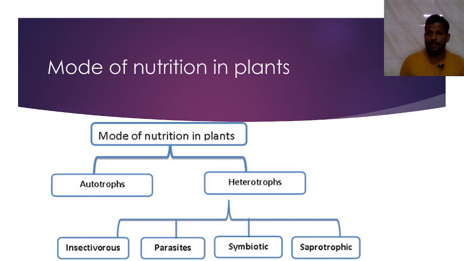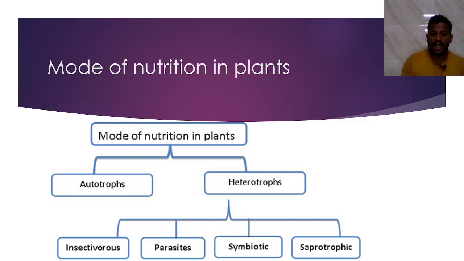Not only animals, not only human beings, there are some plants which depend upon other plants or other organisms for their nutrition or nourishment or food. They depend upon other plants or organisms. They are also known as heterotrophic plants.